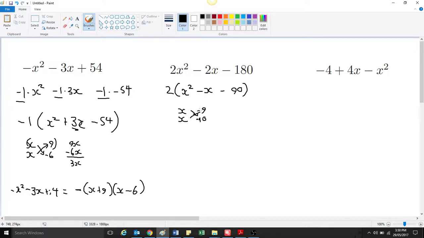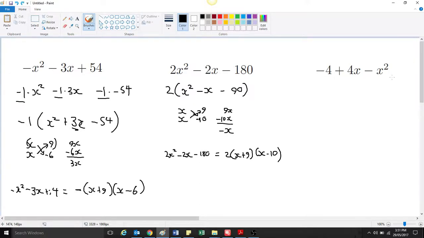Okay, and we can see here, if we do x times 9, that would be 9x. x times minus 10 is minus 10x. And when we add them together, we get negative x. That's what we're after. So our solution, 2x squared take 2x take 180 is equal to 2 times x plus 9 times x take 10. Okay. In our last example over here, we have it just written a little bit backwards.